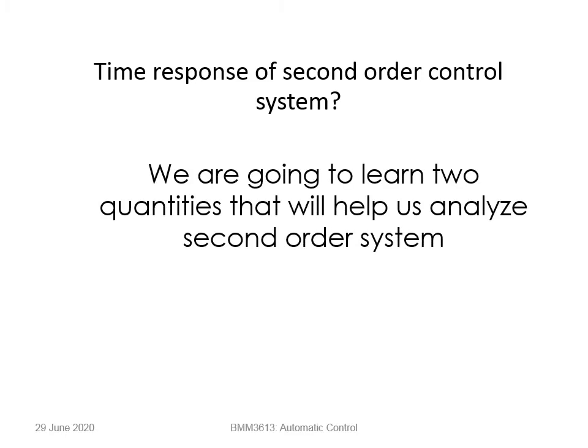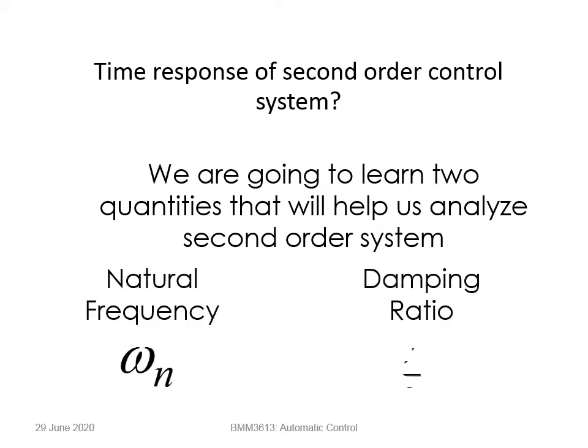But now we're going to learn another two quantities, not just the poles, another two quantities or parameters related to second order time response that will help us in describing a second order time response and analyzing the second order system with more ease, right? So the two parameters are what we call natural frequency and damping ratio. Natural frequency is noted by omega n, and damping ratio is noted by the Greek letter zeta, right? Omega n and zeta.